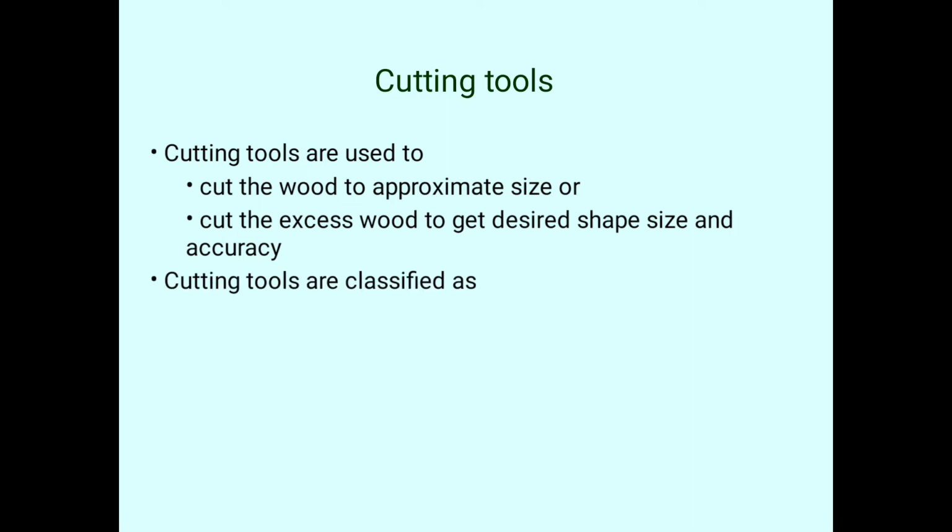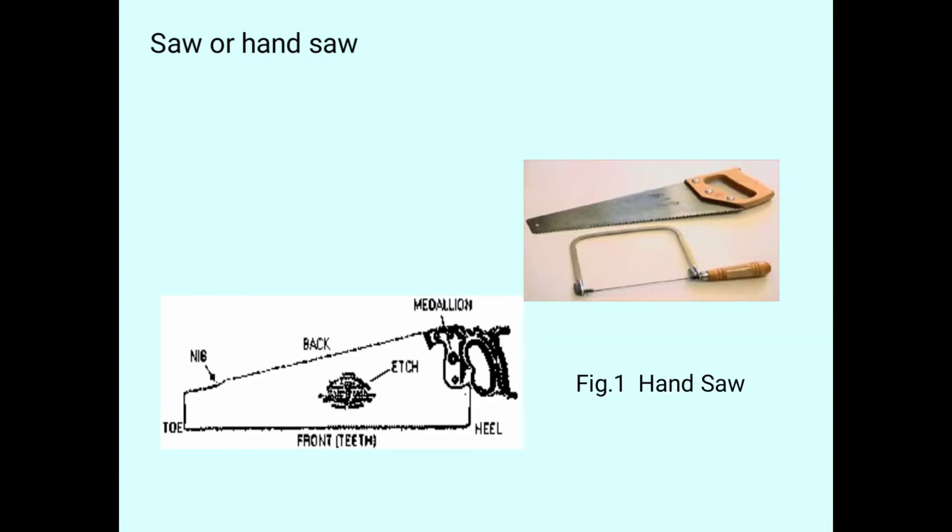Cutting tools are classified as saws, chisels, axes and planes. Now we discuss the first one, that is saws, or hand saws. Now we can see the figure here. There is a figure on the left side, and for the left figure we can see different parts.